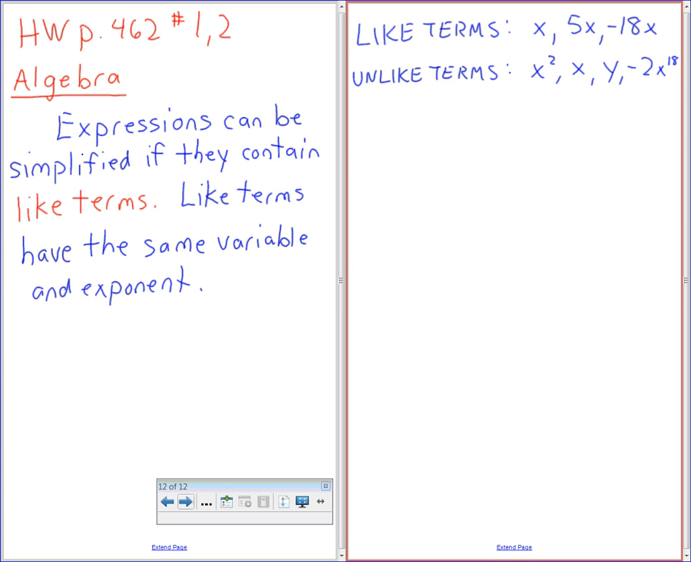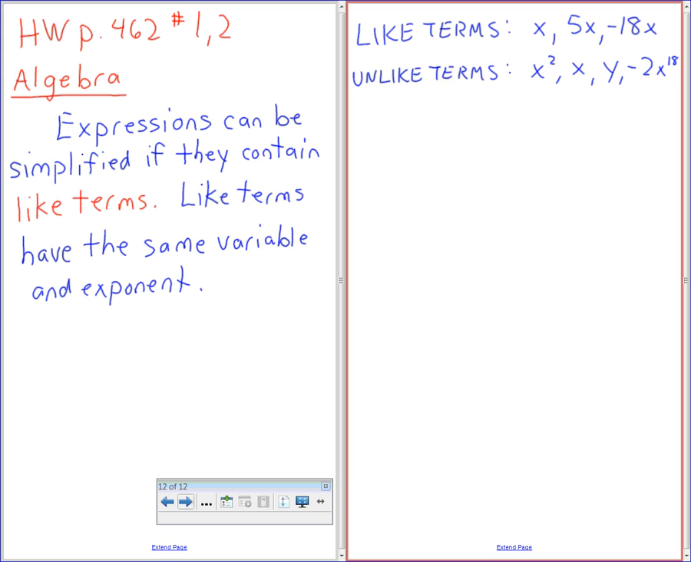The reason they're unlike terms is that an x squared and an x are not the same thing. They still have the same variable, but because it's squared, it can't be simplified. y and x are different variables, so they can't be combined, and x to the 18 only combines with other x to the 18s. Does this ring bells from last year, like terms? I hope. Hope you guys did lots of this stuff last year.